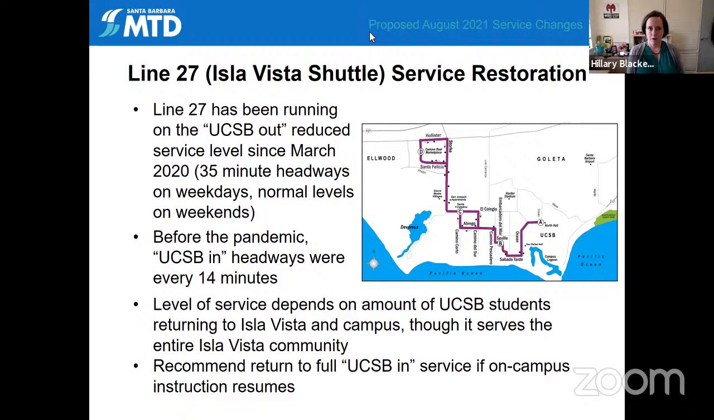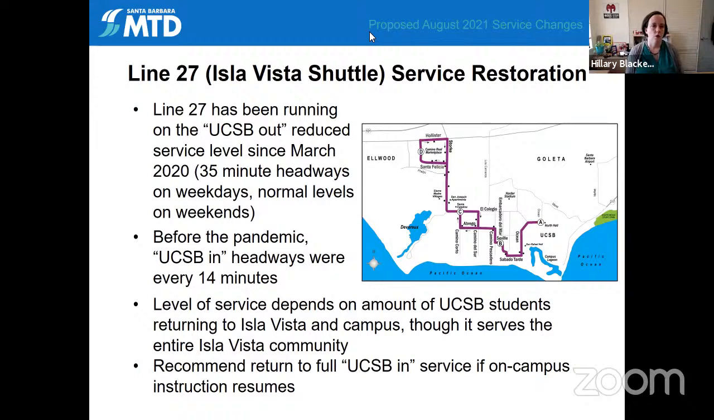27 has actually been running throughout the pandemic every day, but we built in, prior to the pandemic, really 2 service levels, UCSB in and UCSB out. It's been running on the UCSB out service since last March. That means it's 35-minute headways right now on weekdays, and weekends are the same year round, and those have stayed the same. Before the pandemic, UCSB in headways were every 14 minutes.